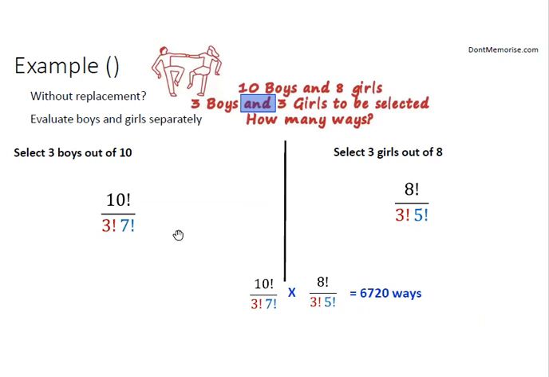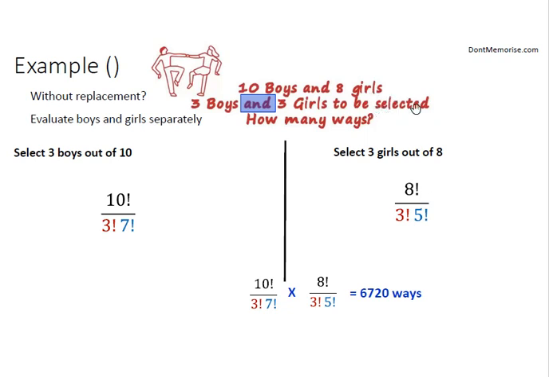Look at this example. We have a group of 10 boys and 8 girls, and we are going to select 3 boys and 3 girls from them. We want to see in how many ways we can select 3 boys and 3 girls out of 10 boys and 8 girls.